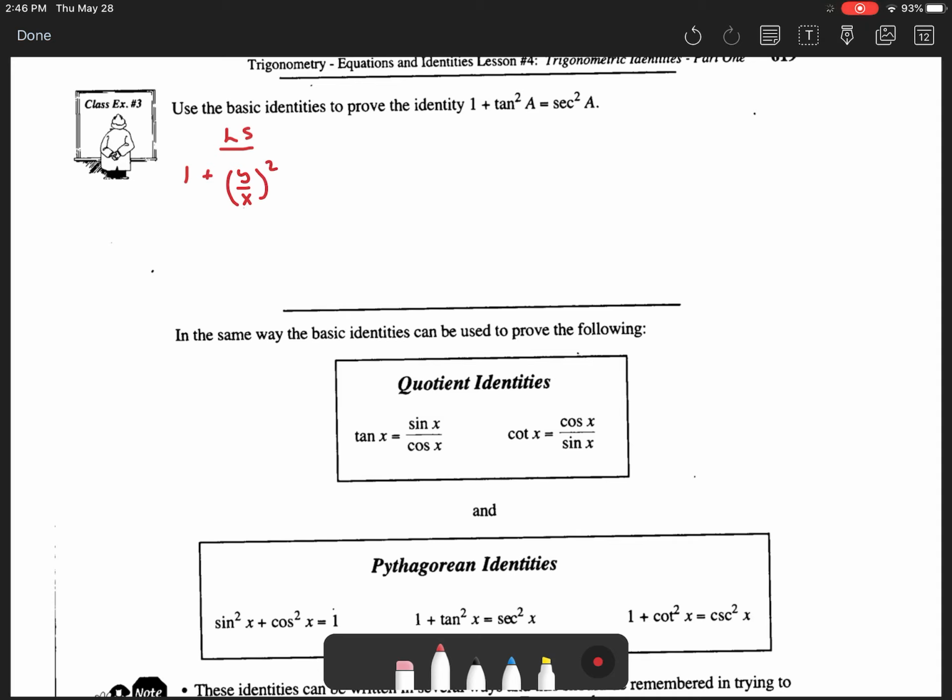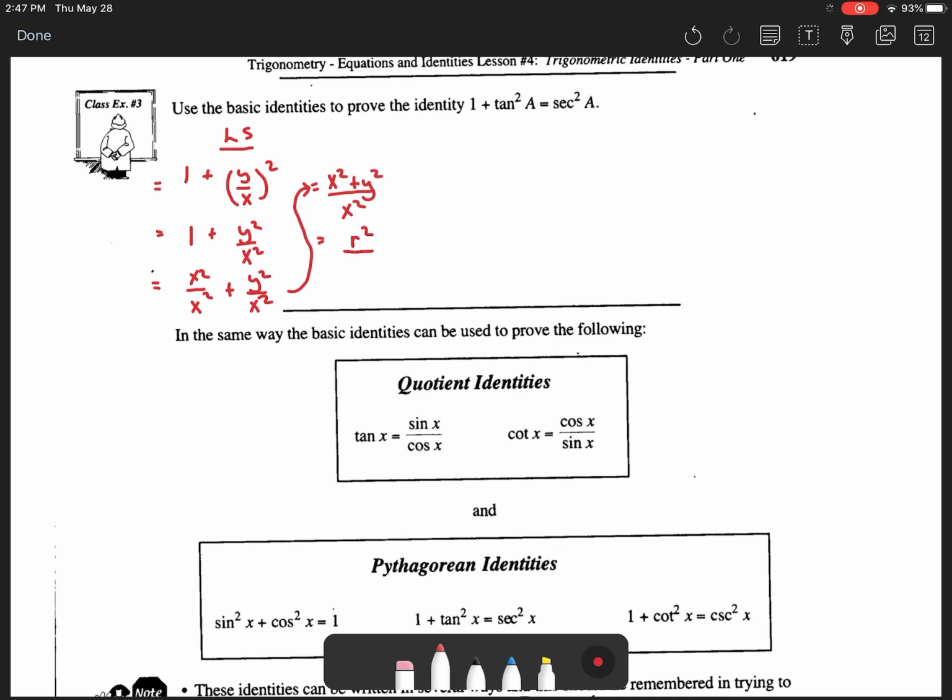So the left-hand side is going to be 1 plus tan squared of a. Well, tangent, we know, is y over x, and I have to square it. So this becomes 1 plus y squared over x squared, because y over x squared is y squared over x squared. Now I want to add those two things together, so they need a common denominator. So the number 1 will become x squared over x squared, plus y squared over x squared. This will end up being x squared plus y squared all over x squared.